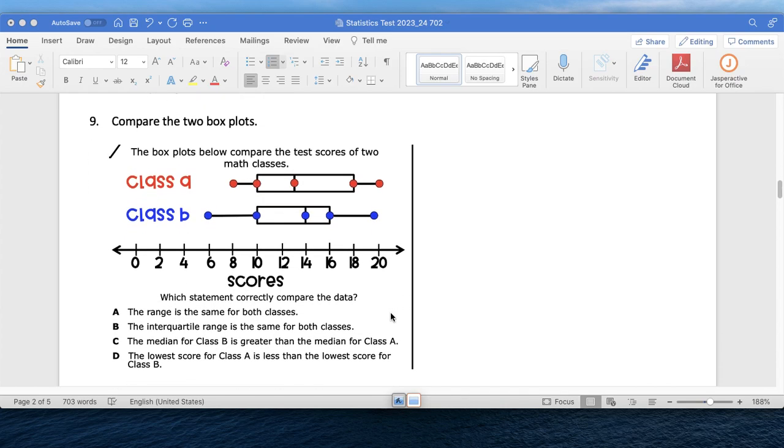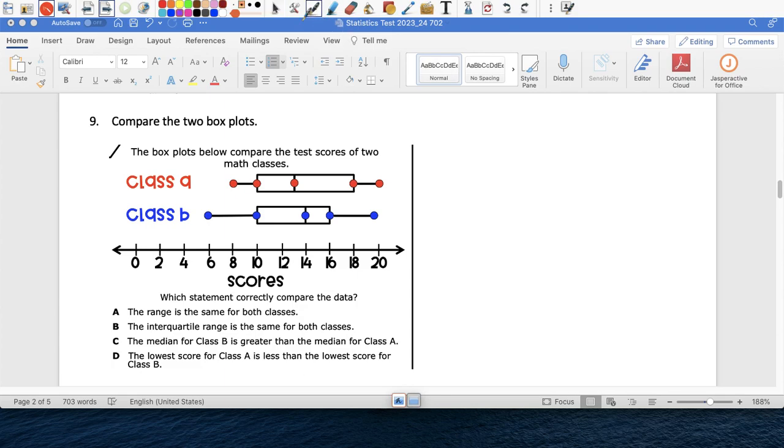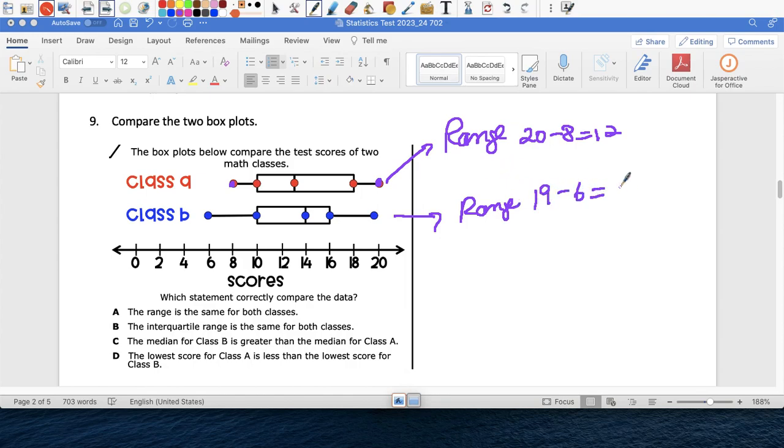9. Compare the data of the 2 box plots below. So we're going to compare. Which one is the correct statement that compares the data? So the range is the same for both classes. Range. So its range is this minus this. So 20 minus 8 is 12. That's the range for here. The range for here would be 19 minus 6, which is 13. Are they the same? They're not. So this is not it.